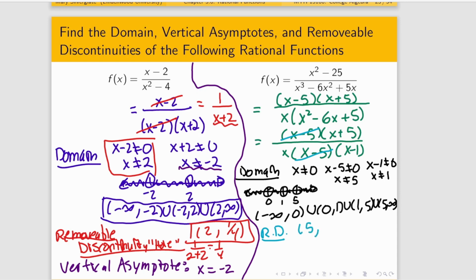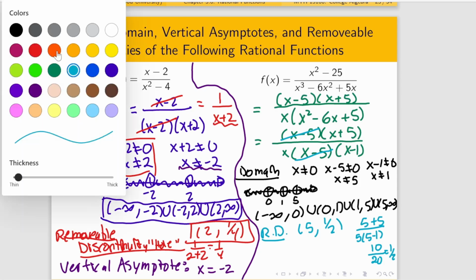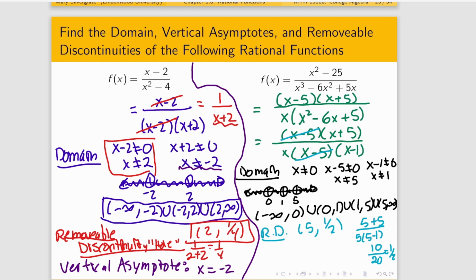So I have a removable discontinuity at x equals 5, and then to figure out the y value, you plug in 5 to what's remaining, so that's 5 plus 5 over 5 times 5 minus 1. 5 plus 5 makes 10. 5 times 5 minus 1 becomes 5 times 4, which is 20. And that simplifies to a half. So I have a removable discontinuity at 5, comma, a half, plugging into that simplified function.